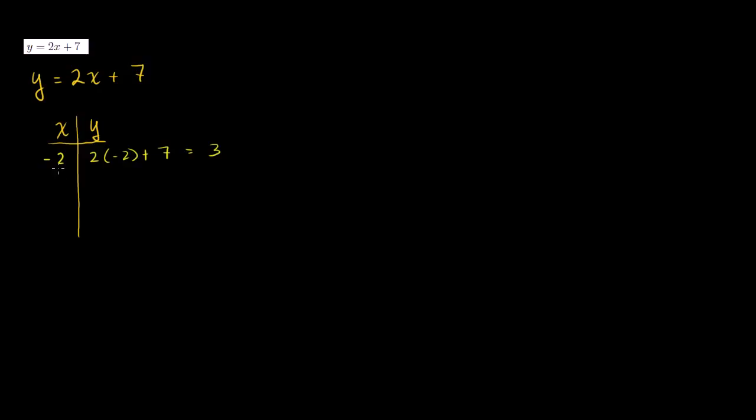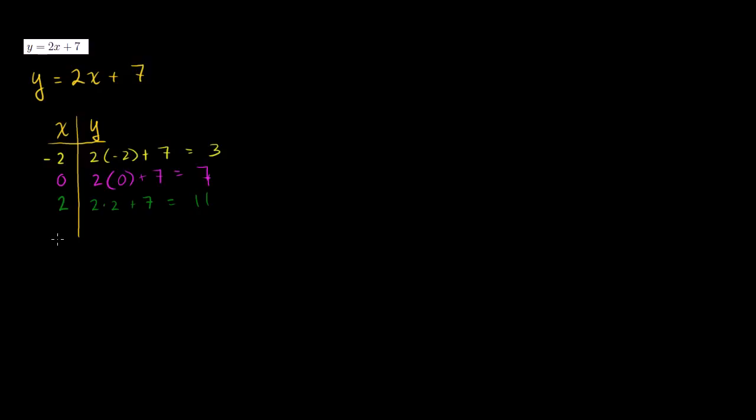I'm just picking x values at random, and I'll probably do 3 or 4 points here. So what happens when x is equal to 0? Then y is going to be equal to 2 times 0 plus 7, which is 7. I just happen to be going up by 2. You could be going up by 1, or you could be picking numbers at random. When x is equal to 2, what is y? Well, it'll be 2 times 2 plus 7. So 4 plus 7 is equal to 11.